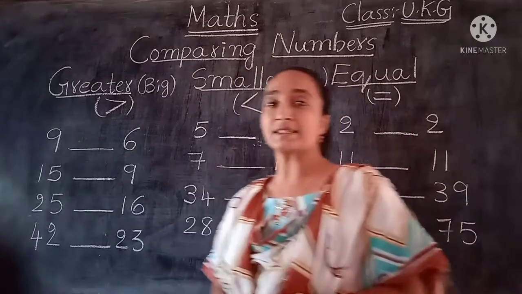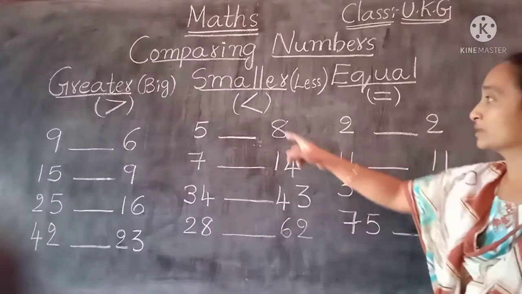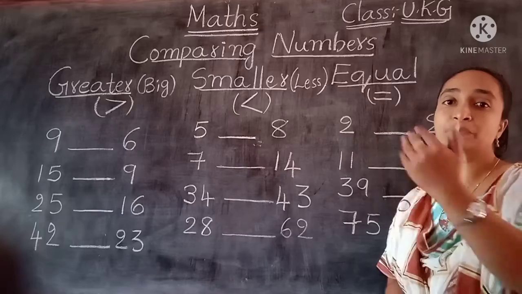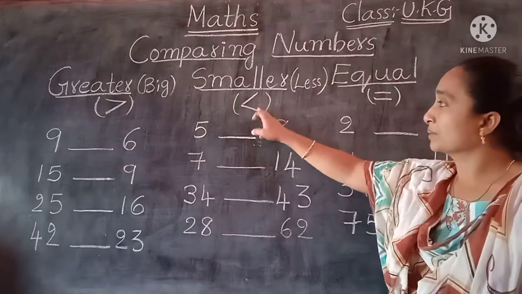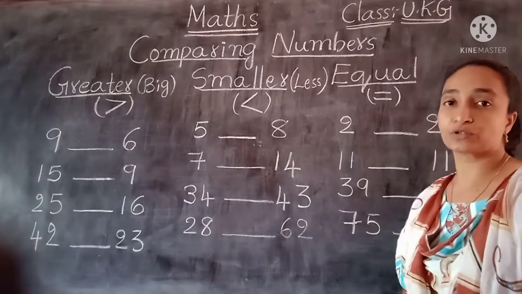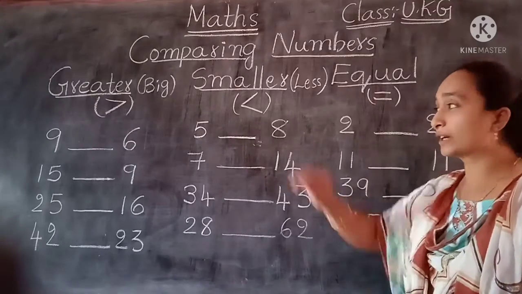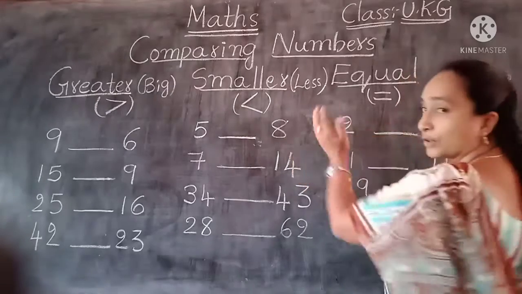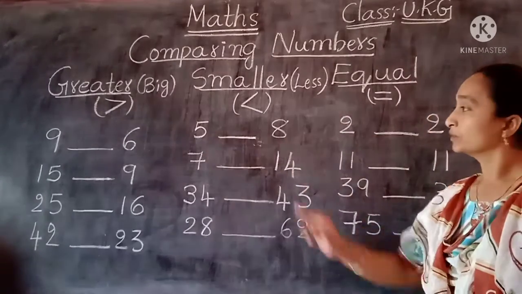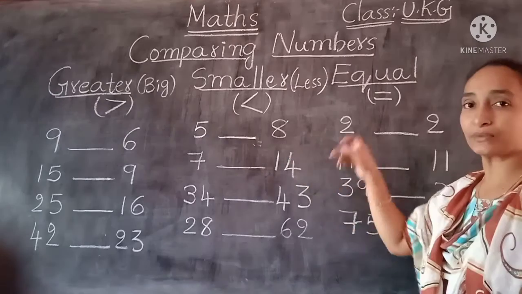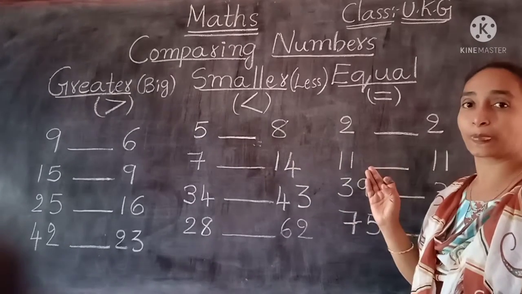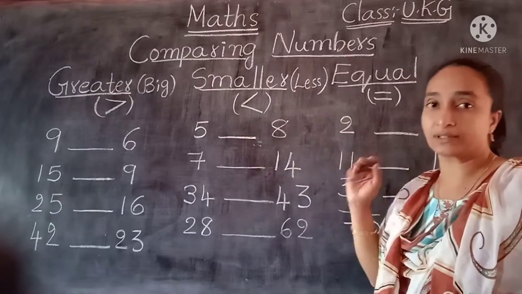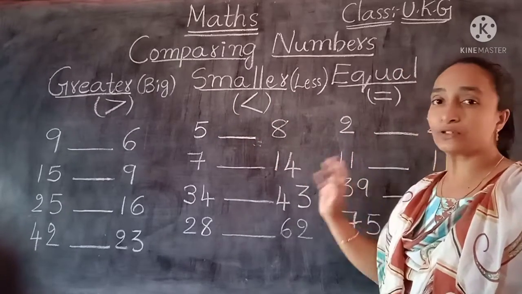And the other symbol is less than. This symbol we call less than. It shows the less number. This symbol is quite the opposite side of greater than. Greater than opens on this side and less than opens on this side. The open mouth of the crocodile is on the side of the big number. Less than means this number is less compared to this number. Okay, children? It shows like that.